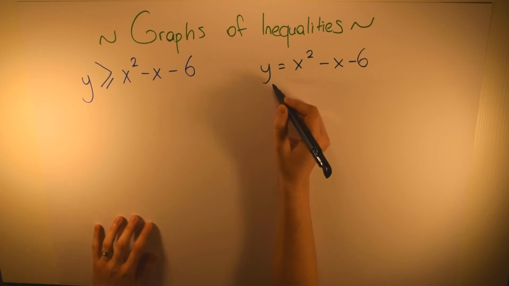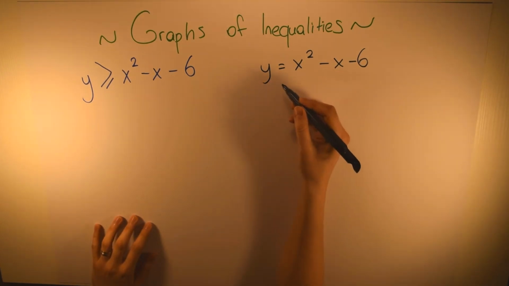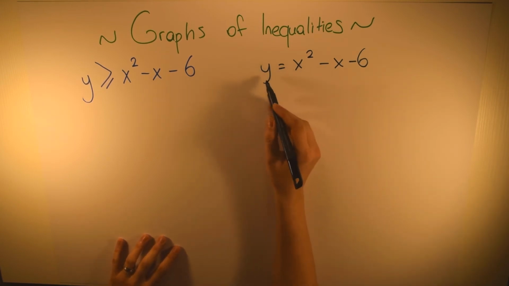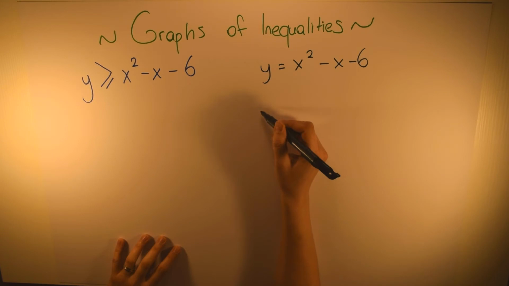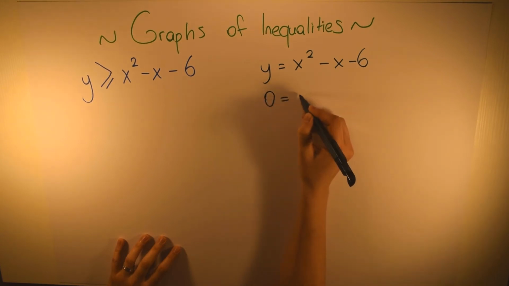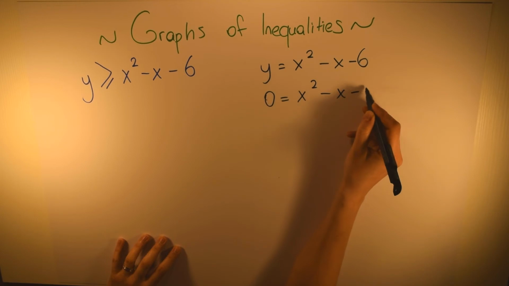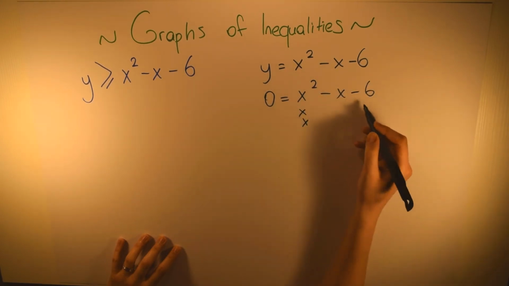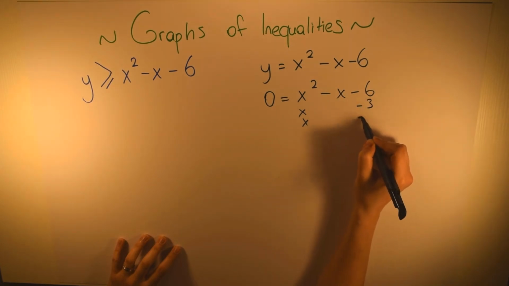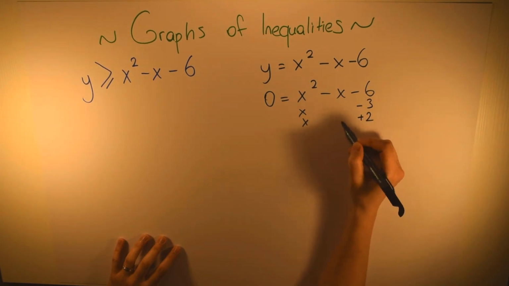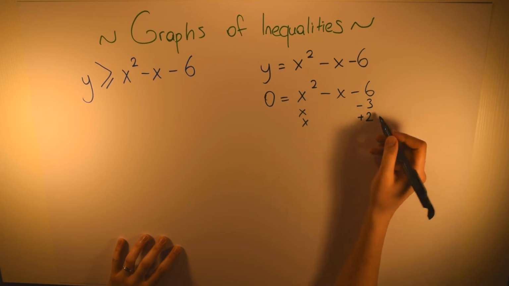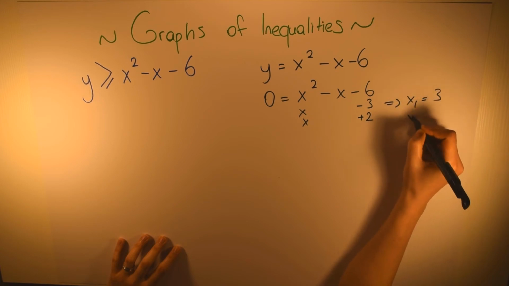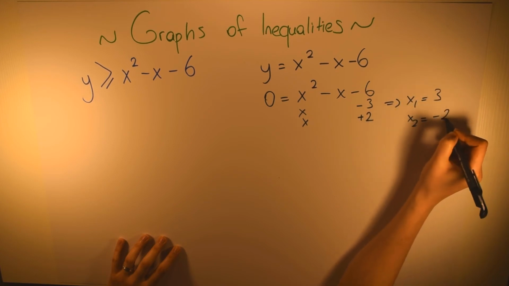How do we do that? First, you find x-intercepts and y-intercepts by giving the value 0 to each variable. First, let's give 0 to y to find x-intercepts. So 0 is equal to x squared minus x minus 6. I can factor this. This is x, and this one minus 3, plus 2x minus 3x, yes, this works. So from here we get x1 is equal to 3, x2 is equal to minus 2, right?